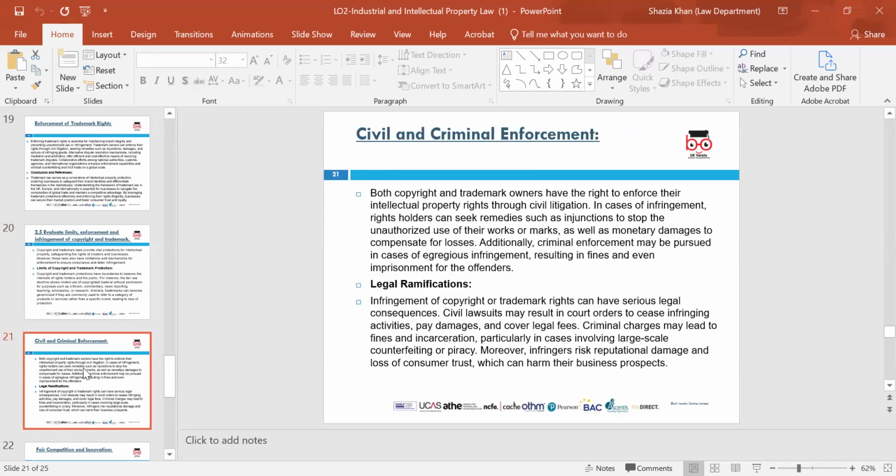Civil and criminal enforcement. Counterfeiting and piracy, infringement of trademarks and copyrights can be criminal offences, as well as being actionable in civil law. A range of criminal provisions are set out in relevant acts. Other offences, such as those under the Fraud Act, may be applied because what they are doing is fraud.